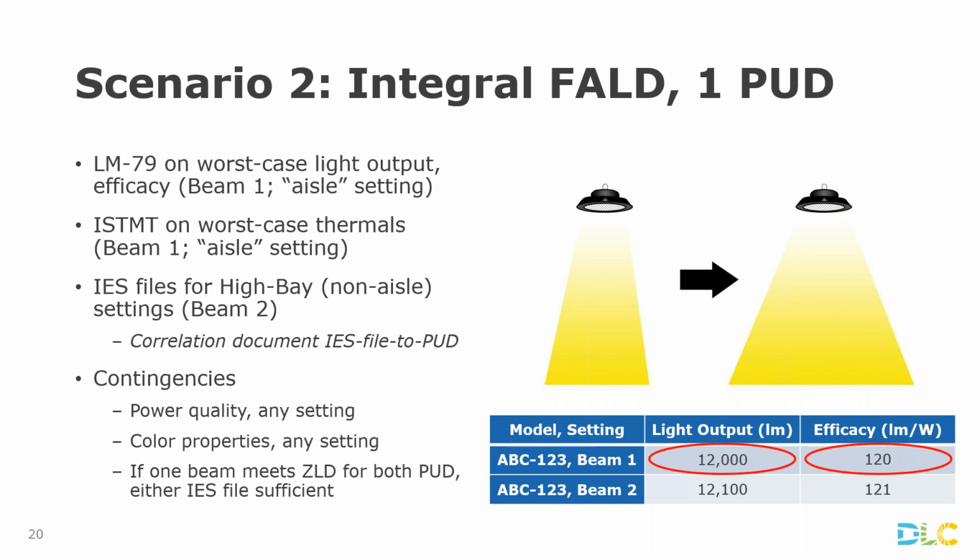The same contingencies here apply as on the previous scenario. Depending on what you're testing for LM79 and ISTMT already include, it is acceptable for the power quality and the color metrics to come from other tests that you may have on hand. And then again, if the beam 1 setting happened to meet the ZLD requirements for the high bay luminaire primary use, that would be acceptable. We're just highlighting an example here, assuming that you would need beam 2.